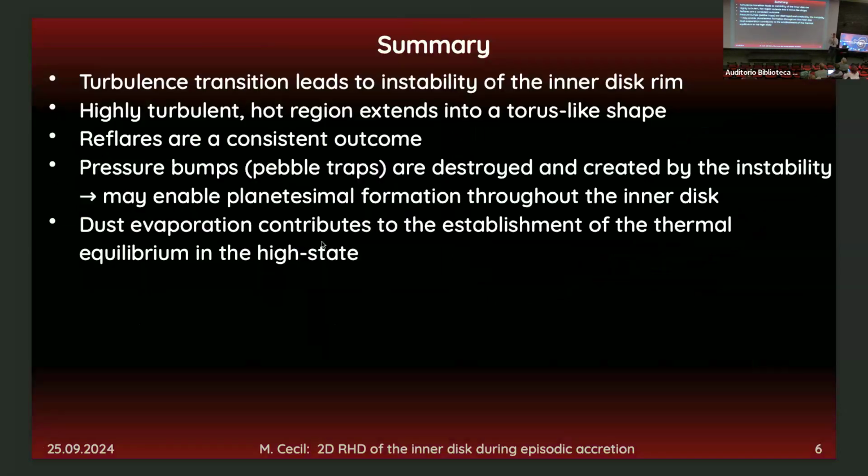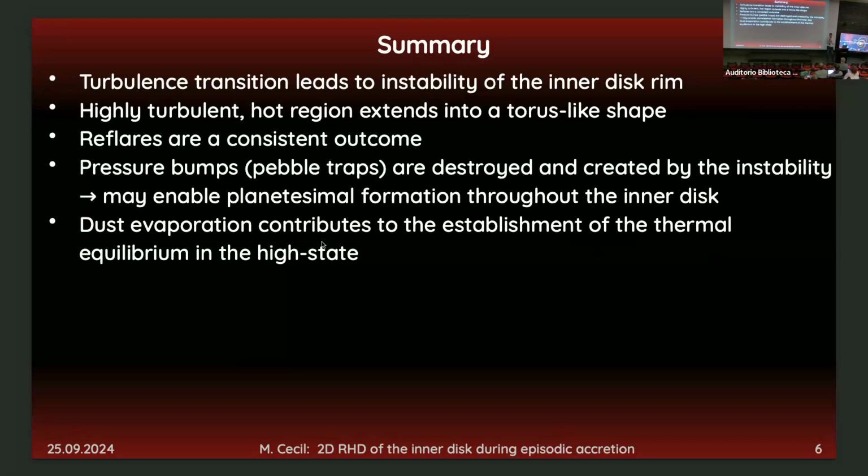Okay, this leads me already to the summary of what I wanted to talk about. So we have seen that a turbulence transition in the inner disk can lead to the development of the instability through MRI activation, which causes the episodic accretion event and inflates the MRI active region into a torus-like shape. In our simulations, reflares seem to be a consistent outcome, so we can't really seem to get rid of them as of now.